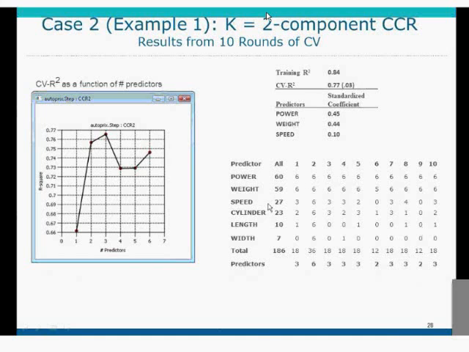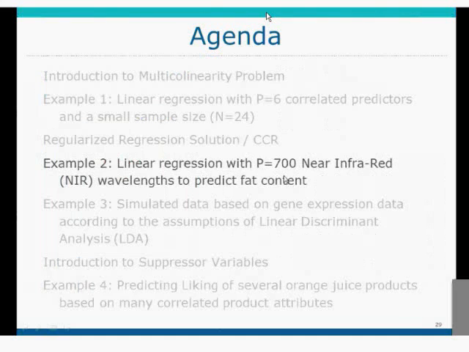So I'm going to finish this, address any additional questions, and then we'll go on to the first example with high dimensional data.